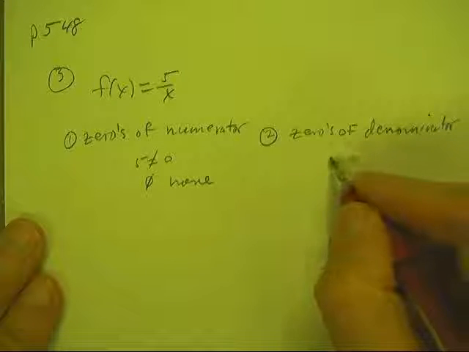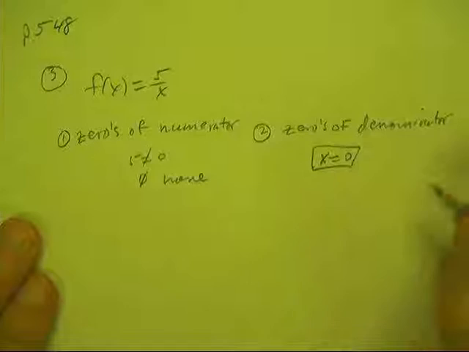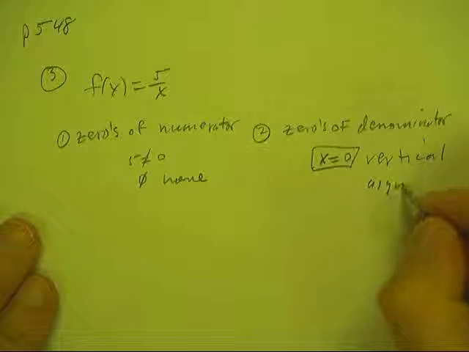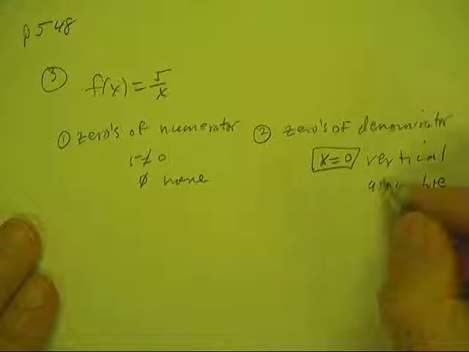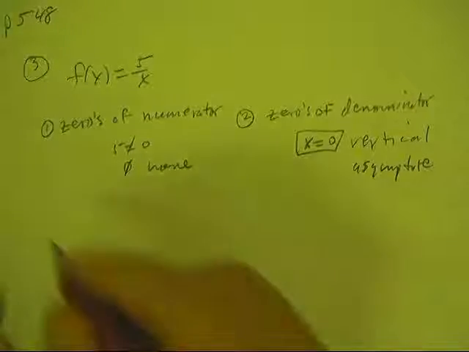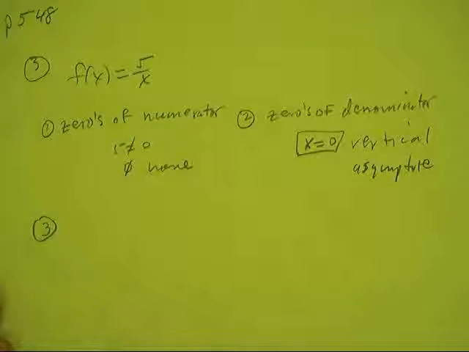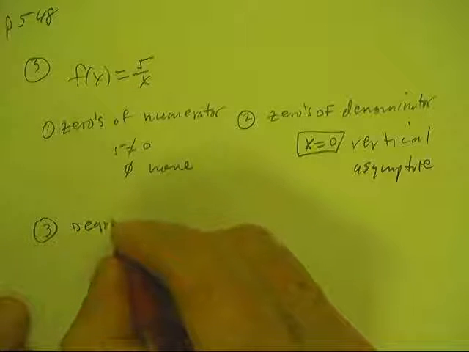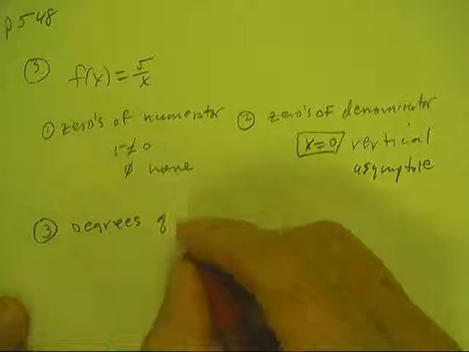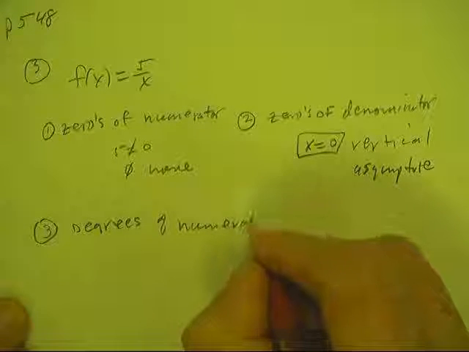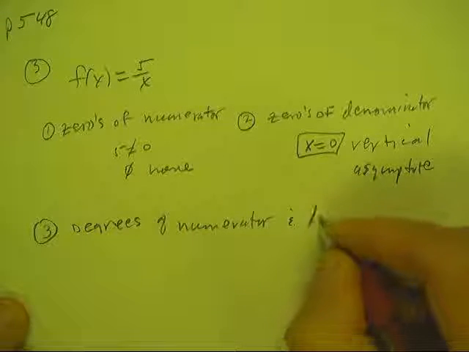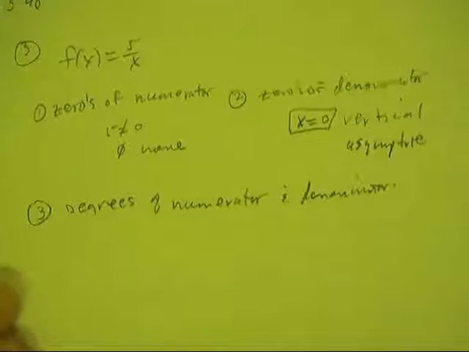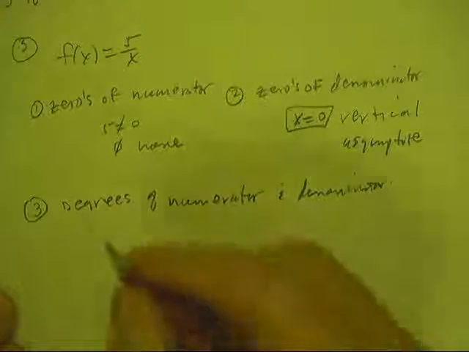And so take the denominator and set it equal to 0, and we have x equals 0, and this will be a vertical asymptote. Okay? And then on the third one, okay, we check the degrees of the numerator and the denominator.